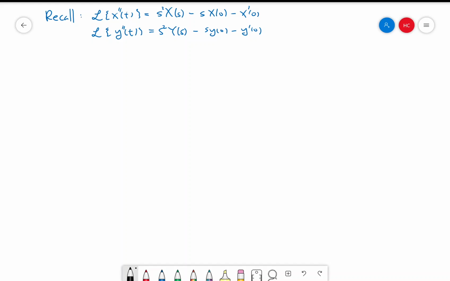Alright, so let's deal with a more complicated example, which is the linear systems of differential equations. Let's consider the system of two differential equations: x double prime equals negative 3x plus y, and y double prime equals 2x minus 2y plus 40 times sine 3t. To make things easier, let's assume all the initial values are 0.